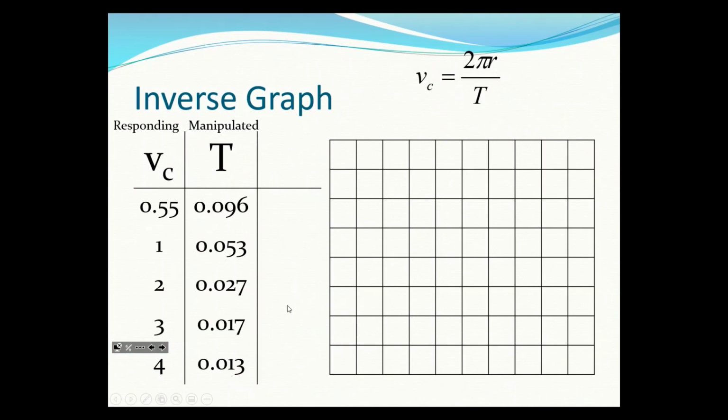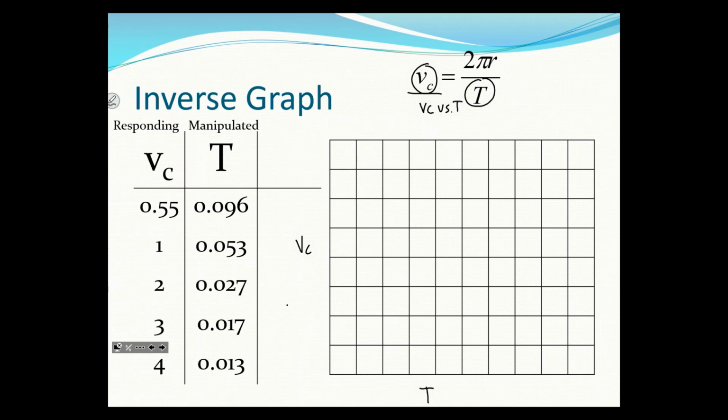Okay, so we're going to do an inverse relationship. So in this inverse relationship, we have VC, and we have 2 pi r over t. So we haven't used this formula yet, but what we want to get from this formula is that these two have an inverse relationship, right? Because VC is on top and t is on the bottom. So we're going to graph this out. So we're going to put our manipulated variable, which is t, down here, and VC on our y, because that's our responding variable, and label this graph VC versus t.